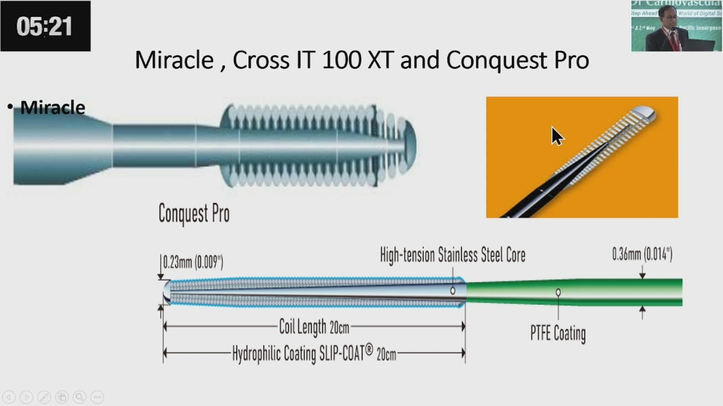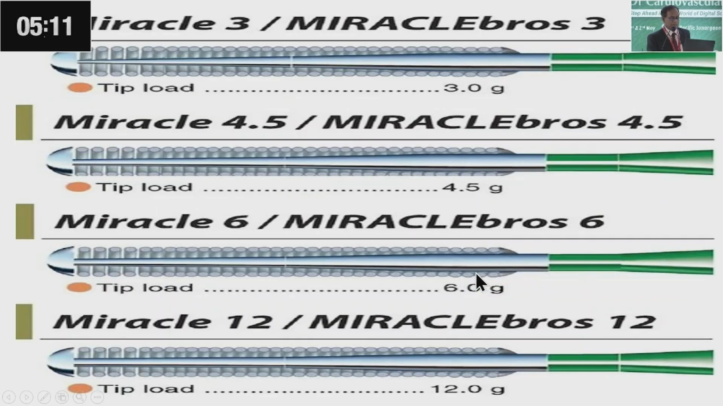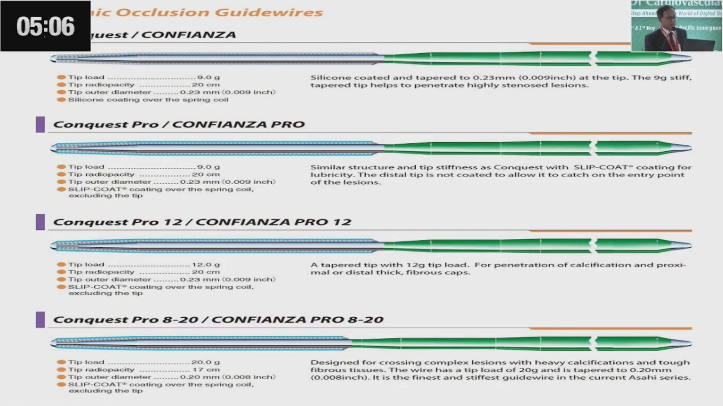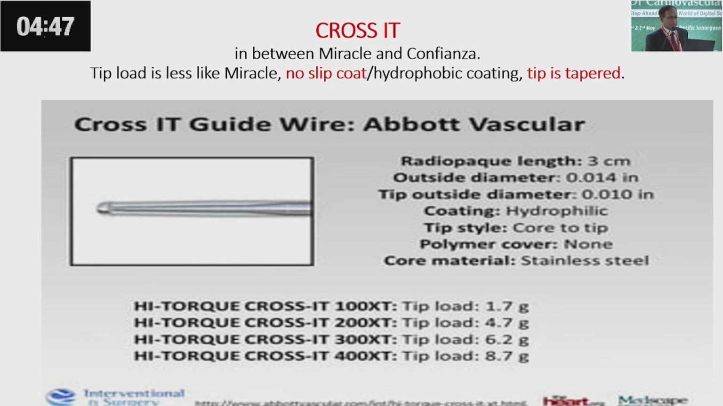The Conquest, the Cross-it 100, 200, or blind, are all in between these two. This is the tapered tip, but there is no covering here. There is a coating. So these are the Miracle, that is the 3, 4.5, 6, and 12. These are the Conquest. The next generation is Conquest Pro, then Pro 12 and 8/20. 8/20 means the tip is tapered to 0.009 inch, and 20 is the tip weight that is most penetrable. Then 3, 4, the Cross-it, and 12.